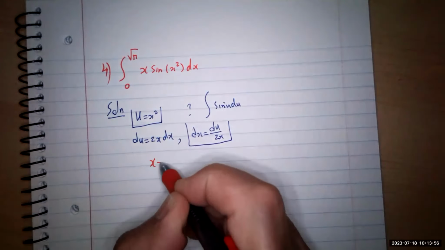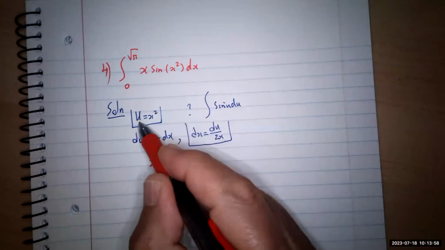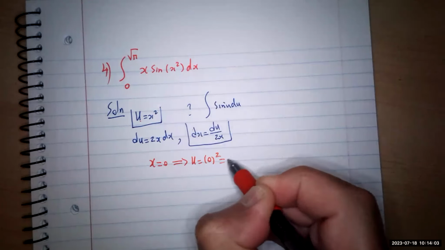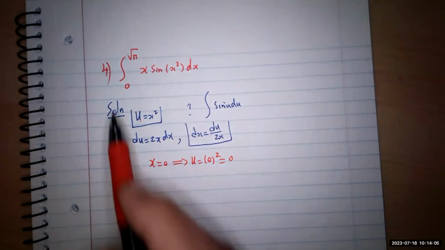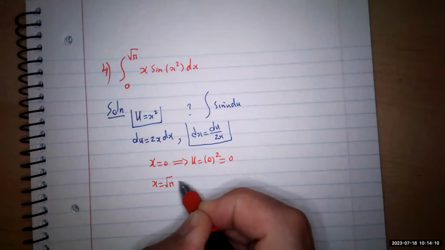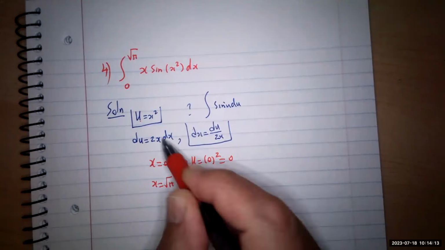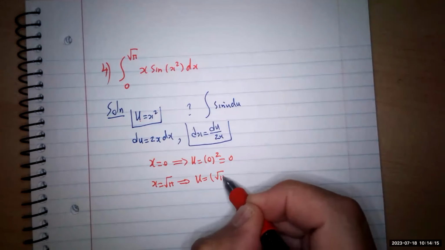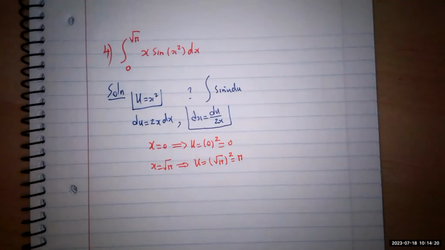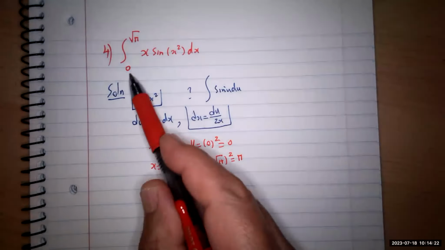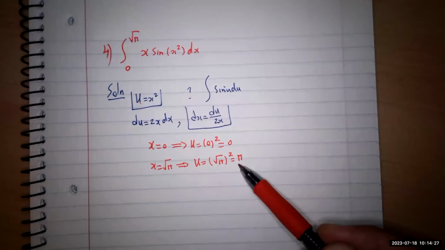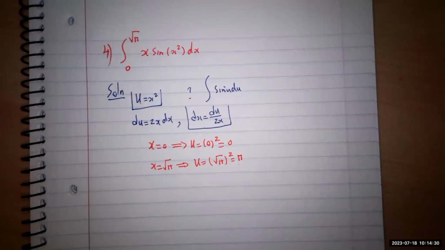x equal to 0, change it to u. Plug in, it would be 0 squared, which is 0, so this stays 0. But for x equal to radical pi, I find u, which is x squared, radical pi squared, which is equal to pi. So the integral from 0 to radical pi changes into the integral from 0 to pi. Make sure to change this one too.